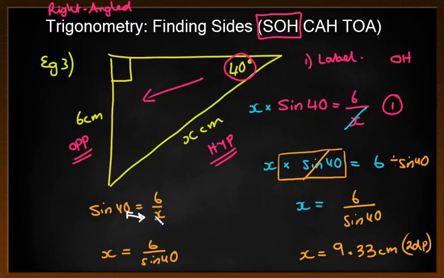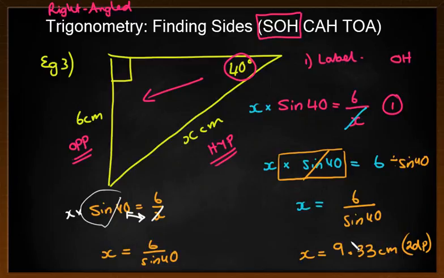Again, the reason for that is because you're timesing by the x, and then you're dividing by the sine 40. So it actually just works out. If you remember it, that's awesome. Otherwise, just do that double step, times by the x, divide by the trigonometry term, and then you can put it into your calculator to get the 9.33 in this particular case.